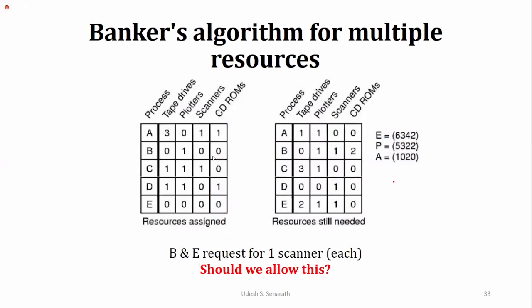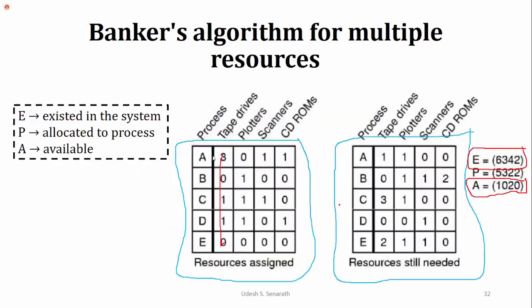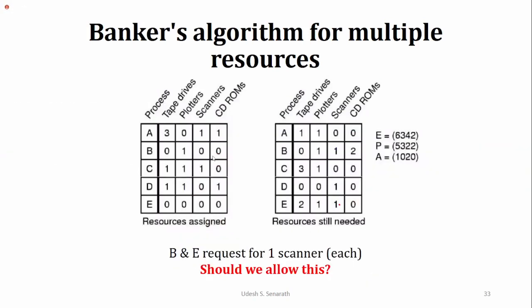Then it is asking, right, processes B and E are requesting more scanners, one additional for each, here one, here one, here this comes two and this comes two. Should we allow this? You can think. How can we think? If those requests can be fulfilled with no deadlock, we allow. If we can't, no, we don't allow.